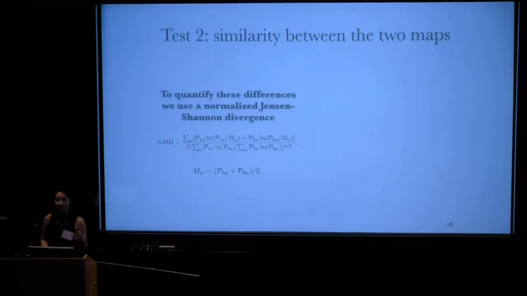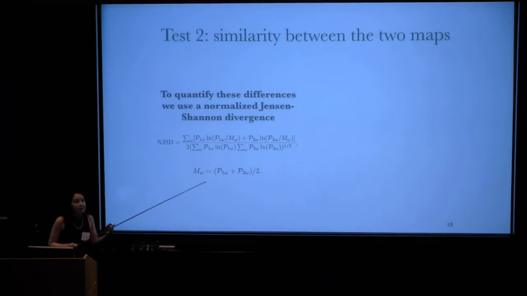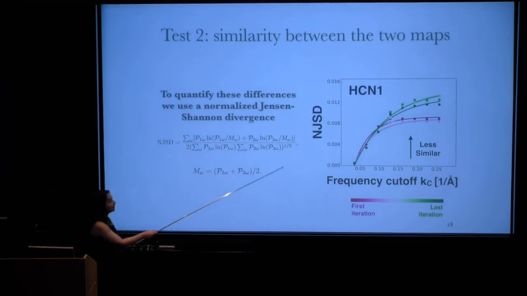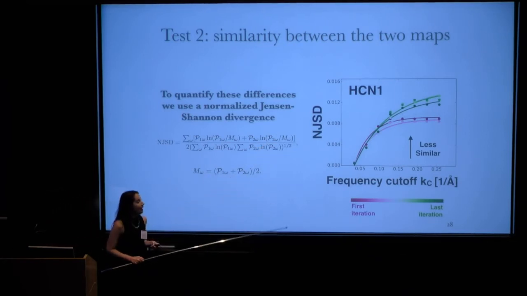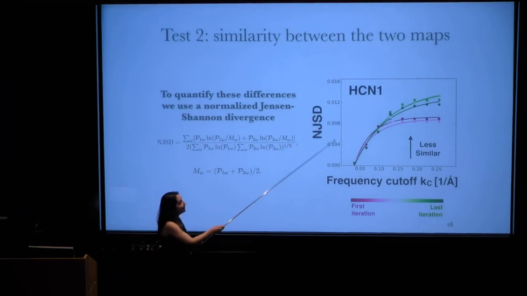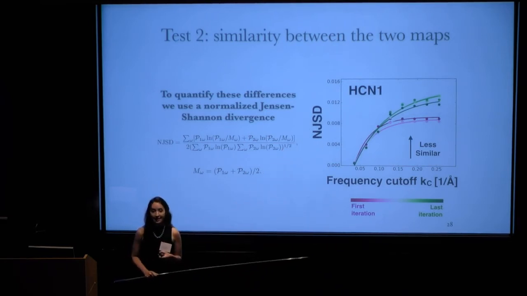So to quantify this, we use a normalized Jensen-Shannon divergence. This is a Kullback-Leibler divergence symmetrized to compare the similarity between probability distributions. And we normalize it by the Shannon entropies, so it doesn't depend on the number of particles of your system. So basically, what we're graphing here is this normalized Jensen-Shannon as a function of the frequency cutoff. And what this indicates is, as this goes higher, the probability distributions are less similar.